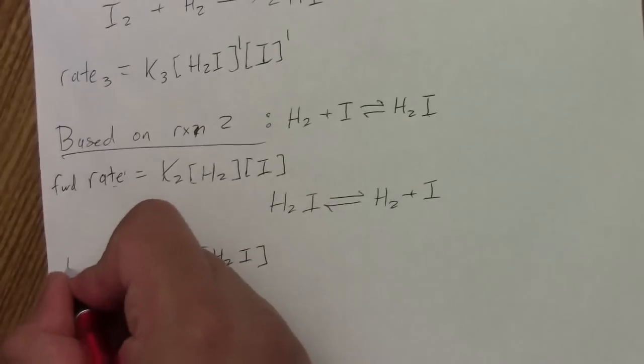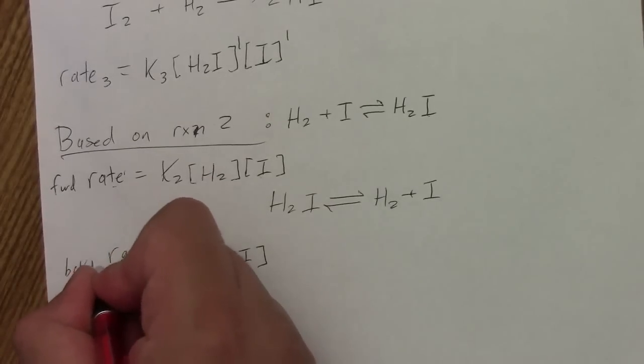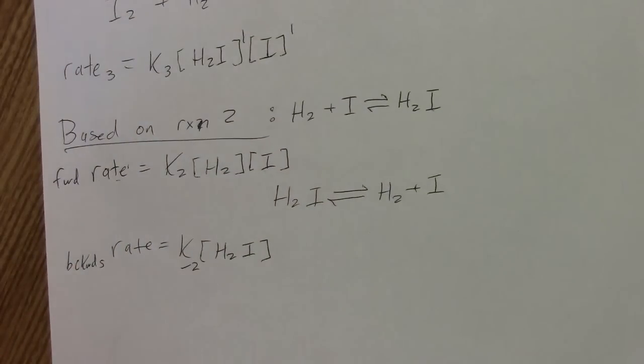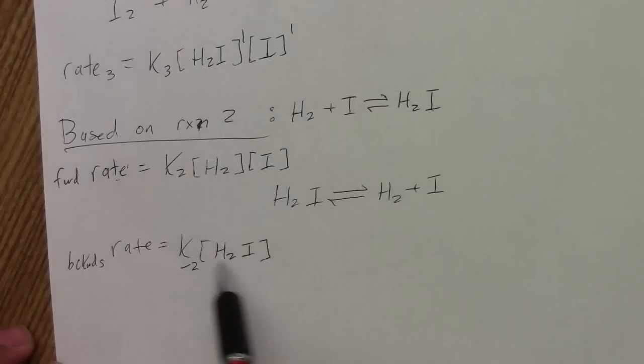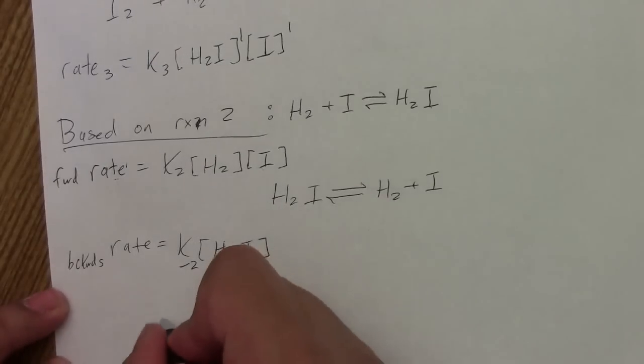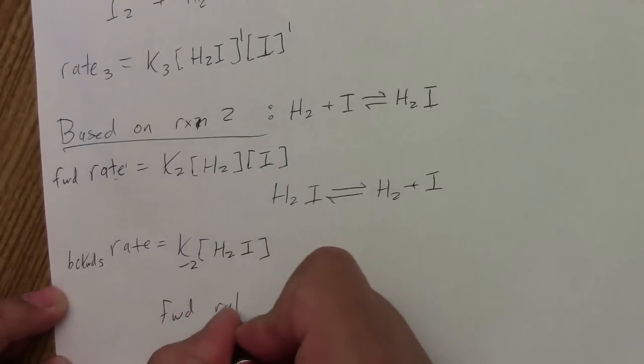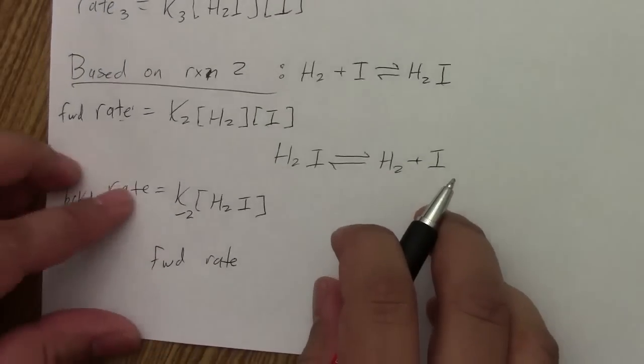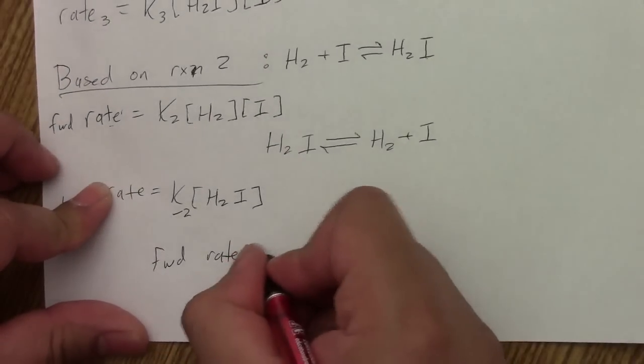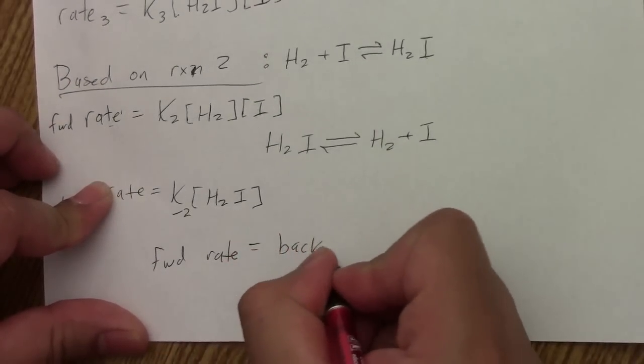Forward rate, backwards rate. So we can set these two things equal to each other. Let's first write out forward rate. We can tilt it over here. There we go. Forward rate is equal to backward rate.